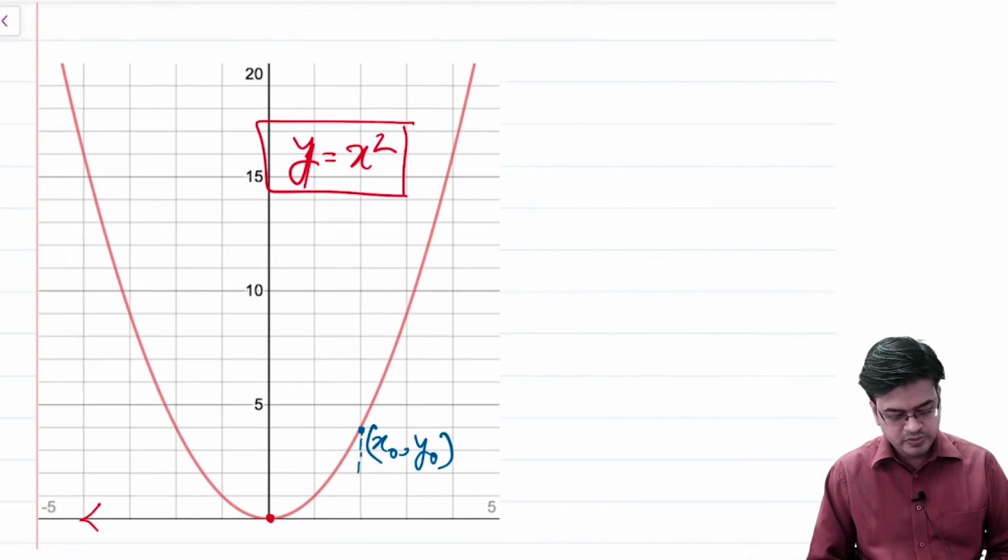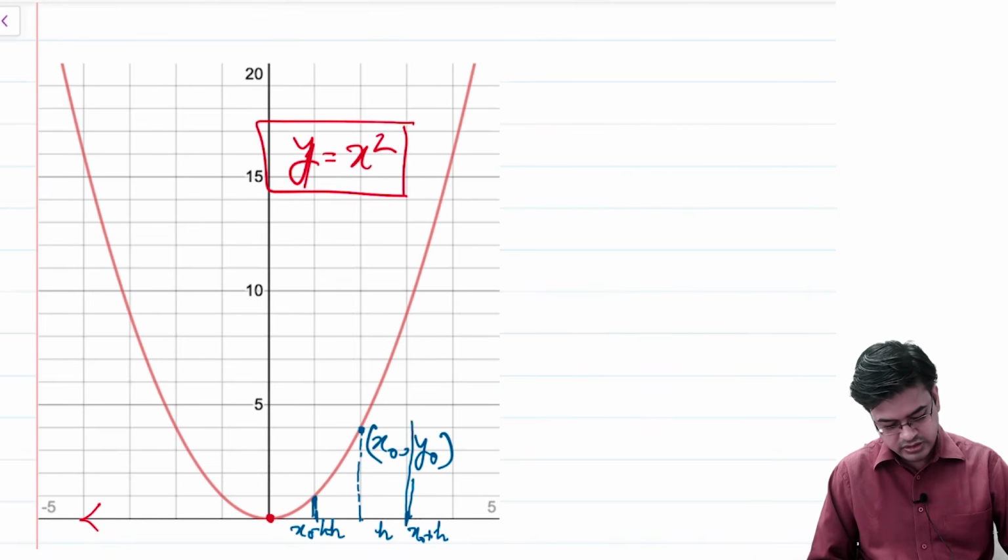I will project this point on the x axis. This is a point x naught. I will go h units on this side and h units on the other side. So this point will be x naught plus h, and this point will be x naught minus h, right? So this is the point, and then I will consider the corresponding point over here and the corresponding point over here on that line. So it will be here.